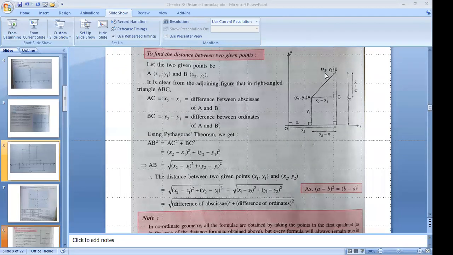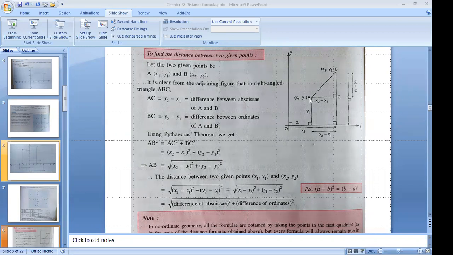And what do you mean by x2, y2, the coordinates of B? It's simple. On the x-axis it is going to be x2, and on the y-axis it is going to be y2, because that's the coordinate of point B.